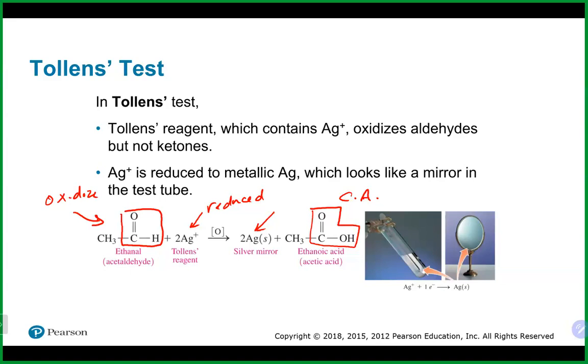So if you run the Tollens test, add some silver +1 ion in there, which is the Tollens reagent, the silver will get reduced. It will look like a mirror and become solid silver. And that will be a positive test that you started with an aldehyde and not a ketone if the test was positive.